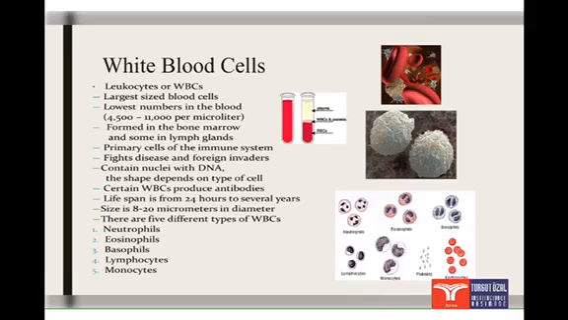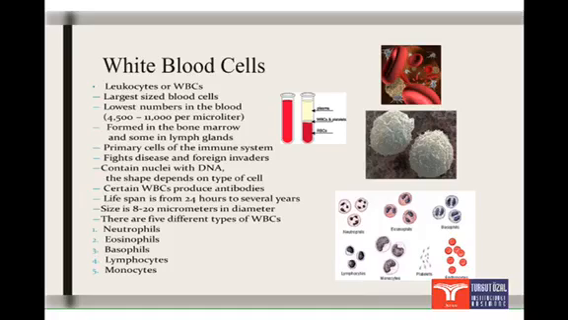Which are the characteristics of white blood cells? They are known as leukocytes, the largest size blood cells, lowest number in the blood, formed in the bone marrow and some in lymph glands, primary cells of the immune system, fight disease and foreign invaders, contain nuclei with DNA. The shape depends on the type of cell. Certain white blood cells produce antibodies.